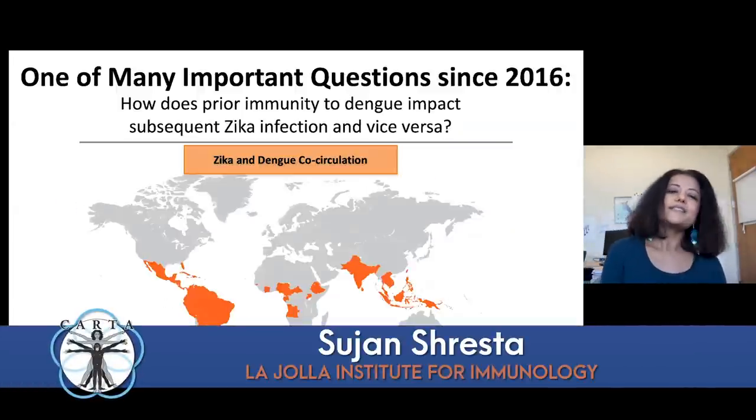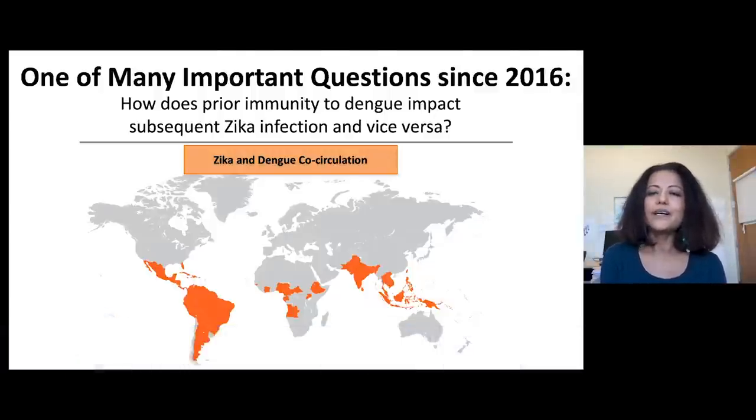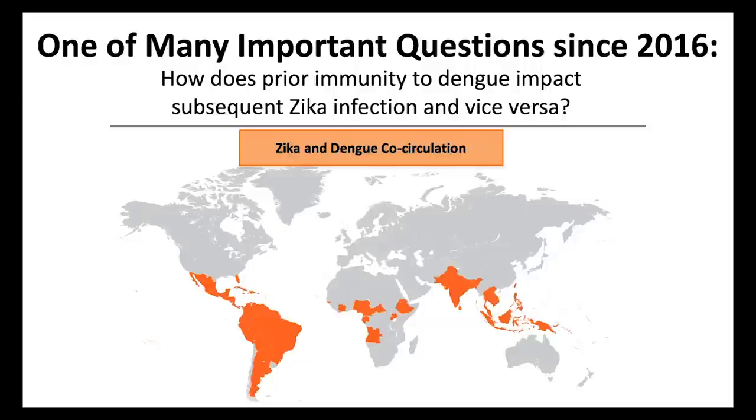Now, since the emergence of Zika in the Americas in 2016, in these countries that are endemic for dengue, we've been forced to ask many other important questions related to how the immune response to one virus impacts the infection with the other. So one of the first questions that we've been addressing in my lab is how does prior exposure to dengue impact subsequent infection with Zika and vice versa?